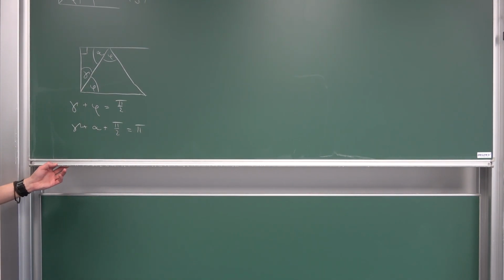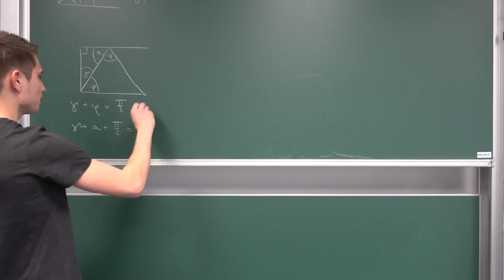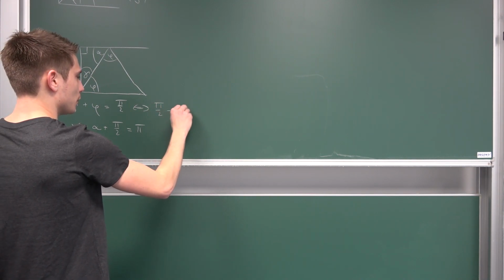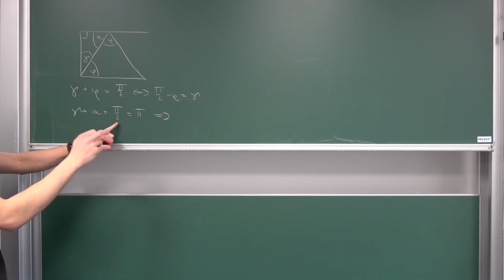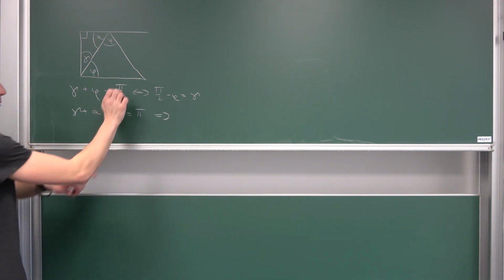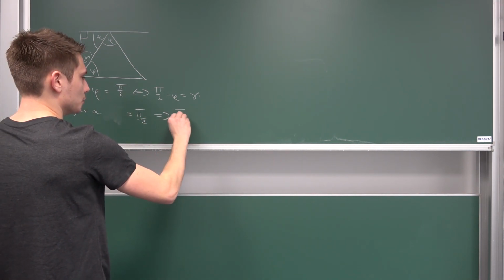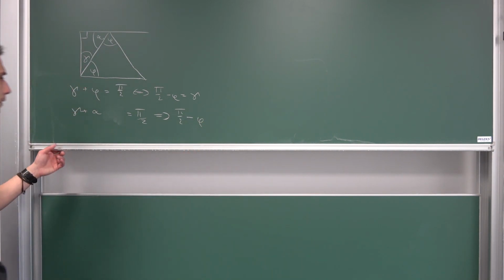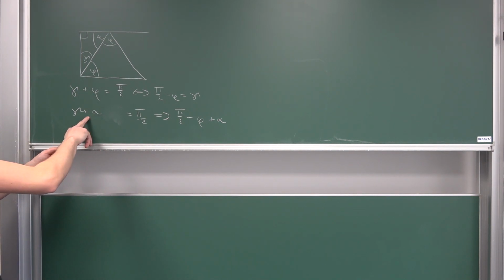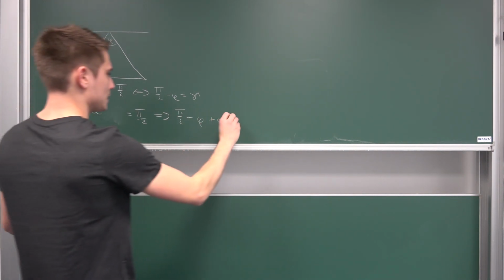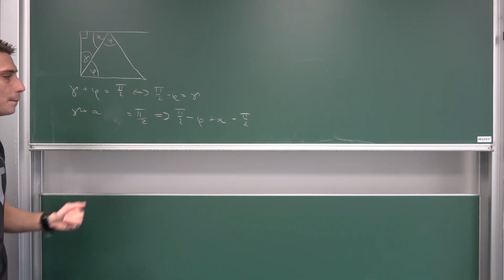Okay, what we can actually do, we can solve this thing right here for gamma for example, meaning pi over 2 minus phi is nothing but gamma, and now we can substitute gamma into here. Also we can just subtract pi over 2 on both sides to get rid of this right here. Okay, we are going to get that pi over 2 minus phi plus alpha is going to be pi over 2. Okay, easy peasy, lemon squeezy.